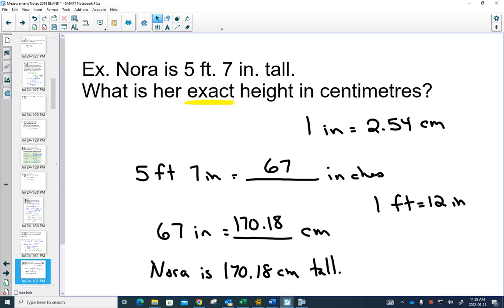Just as a quick way to check if you were approximately right, most people's height at your age are somewhere between 5 feet and 6 feet. Sometimes a little bit more, sometimes a little bit less, okay? And in centimeters, that's going to be somewhere in the range of 150 to 180. If your centimeters ends up over 1,000, you did something wrong. If you're not in that close range, 150 to 180, 140 to 180, you did something wrong.